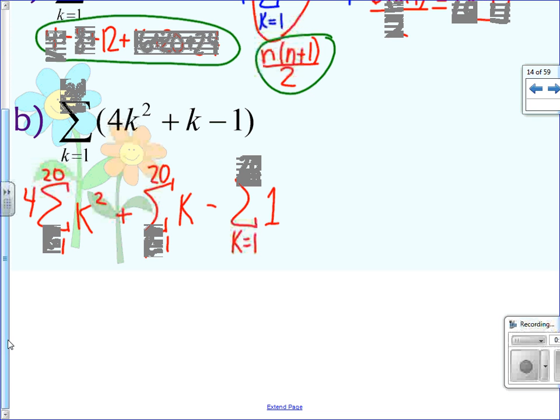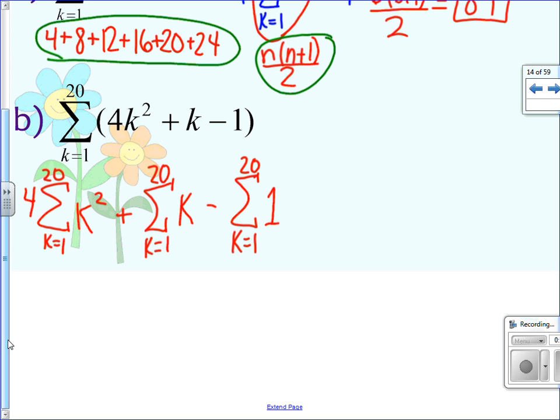So when you look at the formulae on the previous slide, we know that the k squared formula is n times n plus 1 times 2n plus 1 all over 6. So n is 20, n plus 1 is 21, 2n plus 1 is 41, all over 6. And that is the formula for the sum of consecutive squares. And this is our 4.